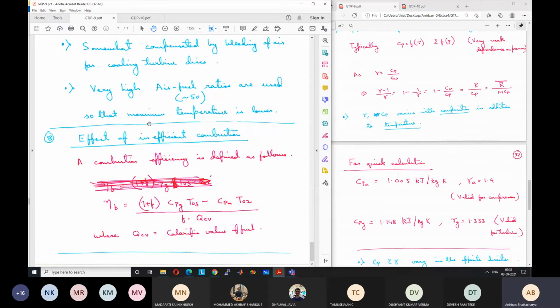I will show you in the next class how to take this into account using computer programs. I will show you what changes happen, how much decrease in efficiency and work output happens, and there is significant change. So we have seen very large efficiency, 60% like this, but actually we will see that we obtain just 30-40%. Okay. So you should be able to take into account all of this in your calculation.